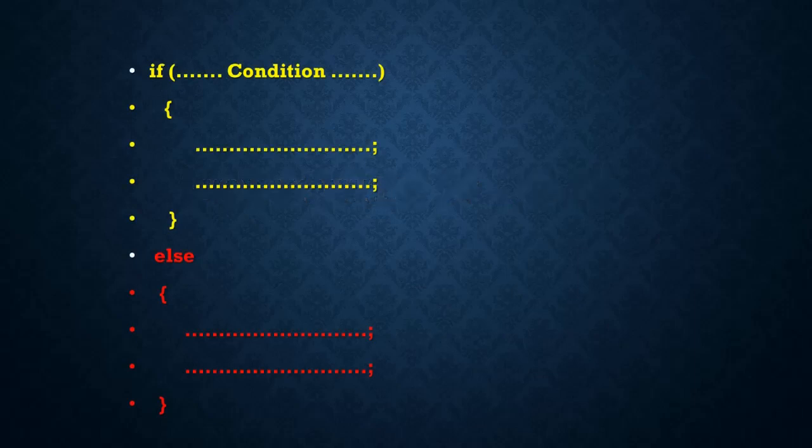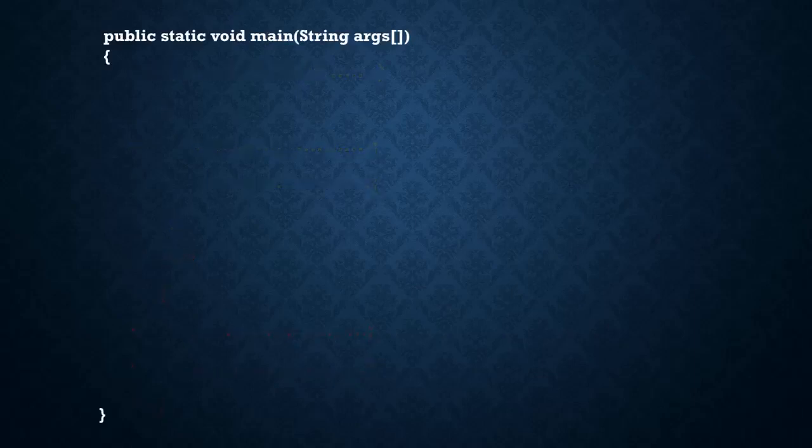Let's see. Here you have two parts. First one is the true part. You can see in the yellow color, if condition, that is the true part. And then the red color is the false part. If the condition is true, it will go to the true part. If it is false, it will come to the else part. Now, look at this. Here, I have a main method. I didn't write my entire program with the class.